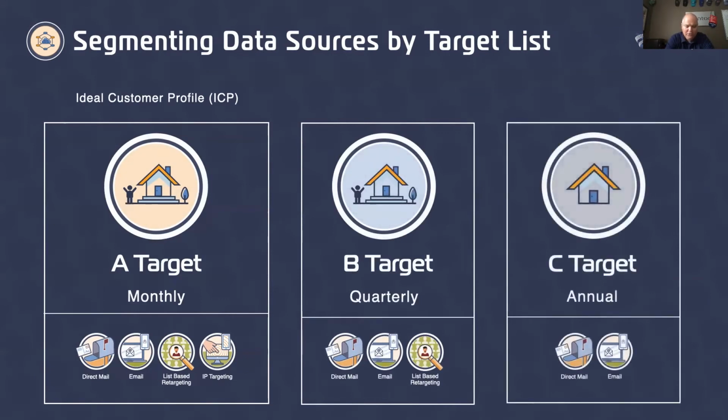Now, you can also segment by your marketing channel. For our A targets, we're hitting with everything we have. Our B targets, we're hitting with maybe just direct mail, email, and list-based retargeting, otherwise known as custom audiences. And our C targets, we're maybe just hitting with direct mail and email on that annual basis.